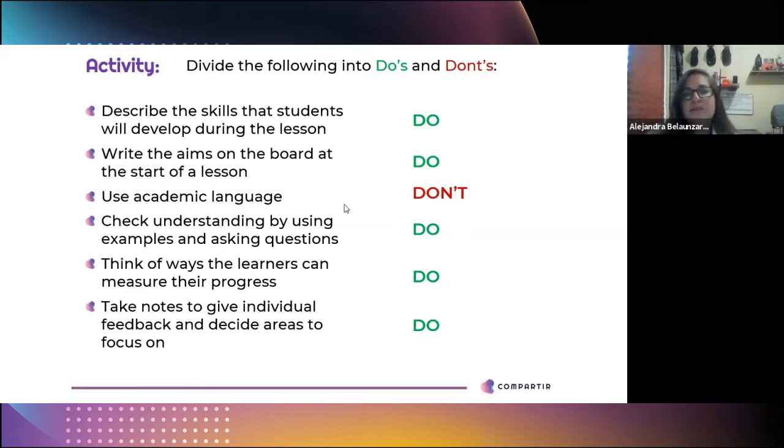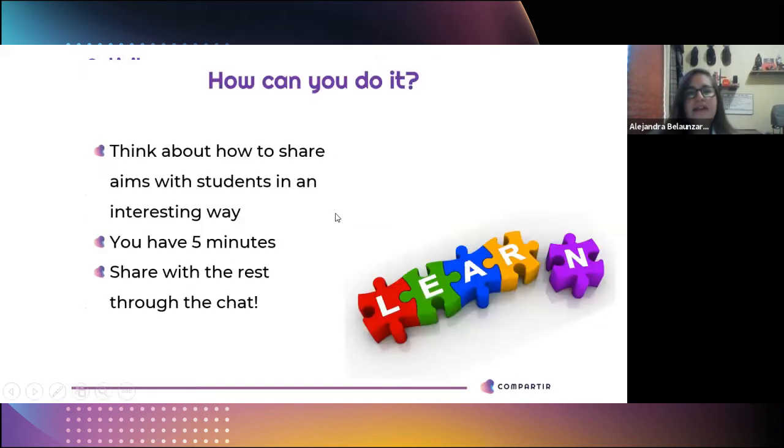Okay, so now, as we were saying, while it's important to explain the aims, we're not going to do it in the same way, okay? How can we share aims with students in an interesting way? If we just do it by talking or writing them on the board, sometimes they are not going to be interested, sometimes they are not going to actually care about it, okay? So it's important how we can share the aims with our students in interesting ways.